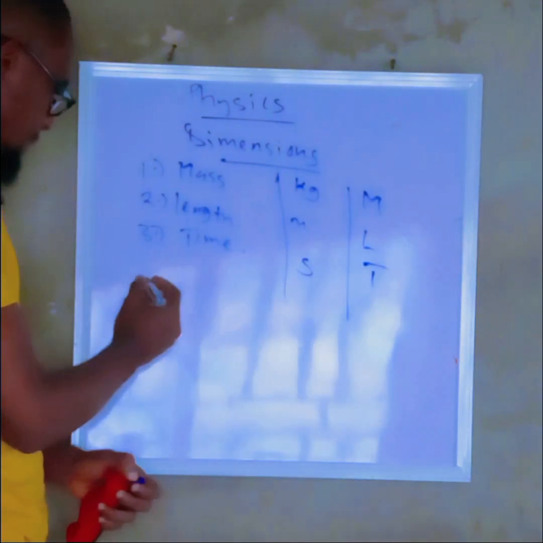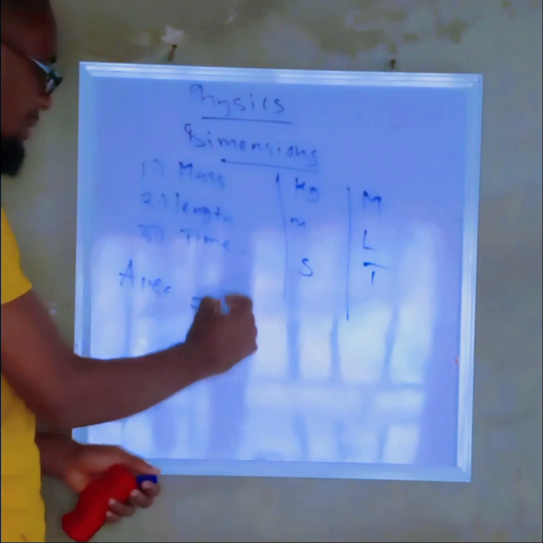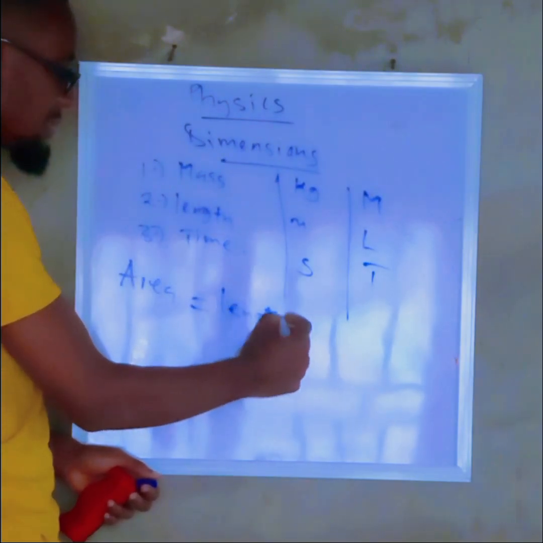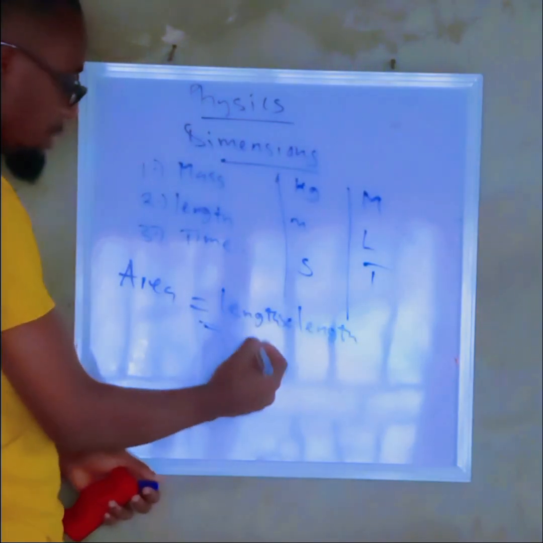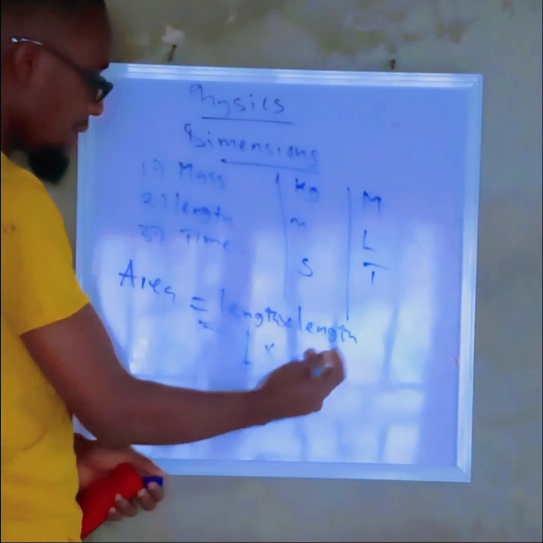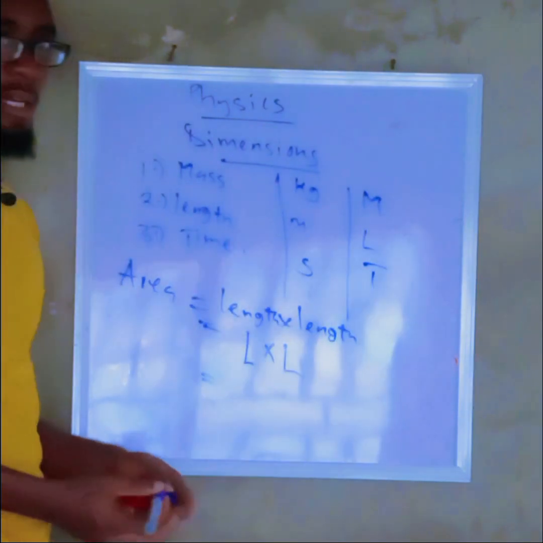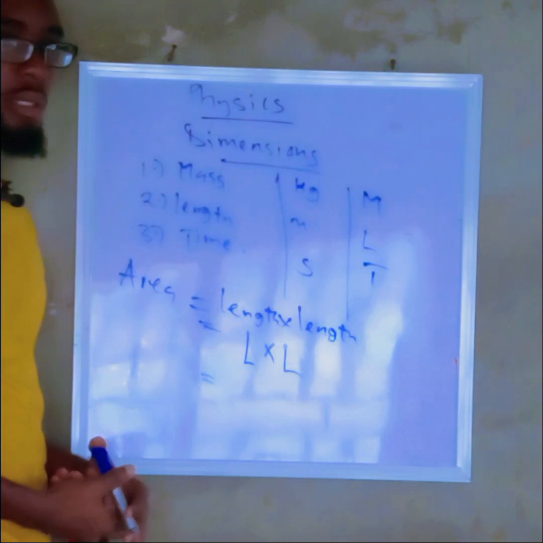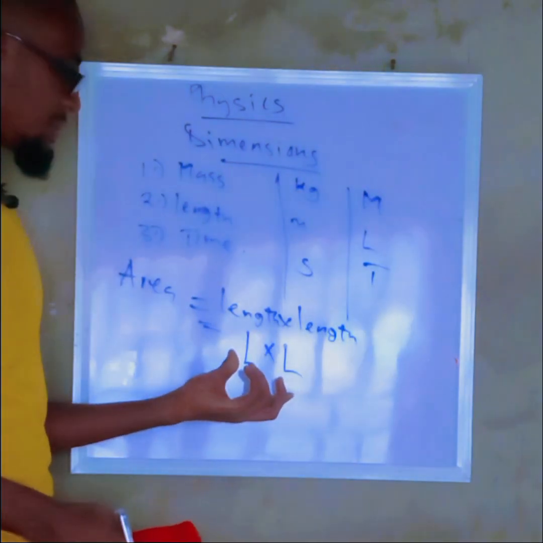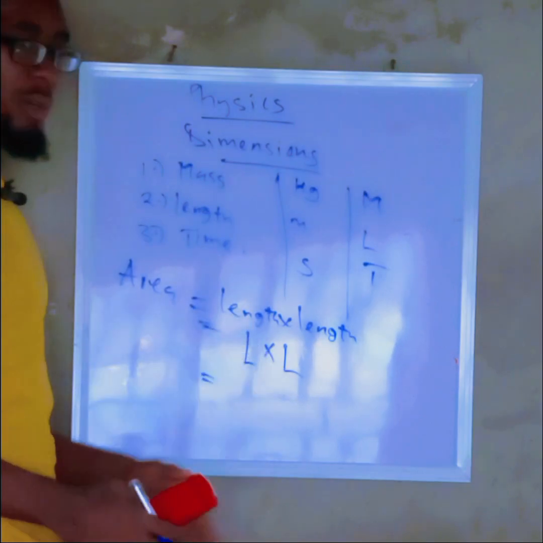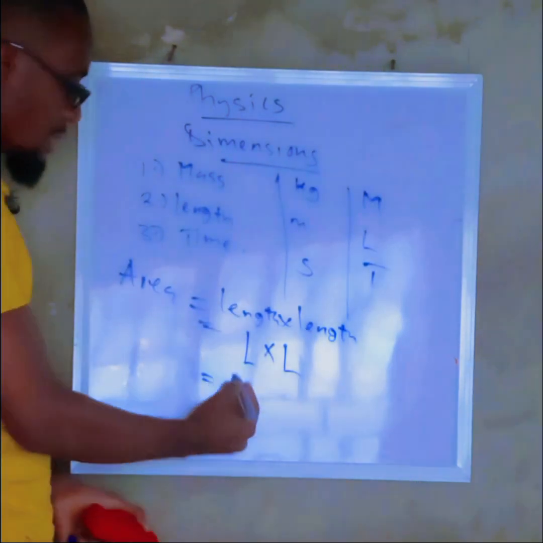For instance, let us see in place one, area. The formula for area is length times length for a square area. And of course, we have length here, so we just put capital L multiplied by this other length, capital L, equals what? From indices, when you have two letters of the same base, we can just simply pick one base, L, and add the powers.